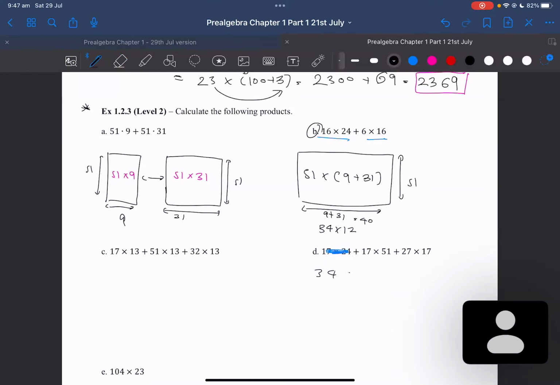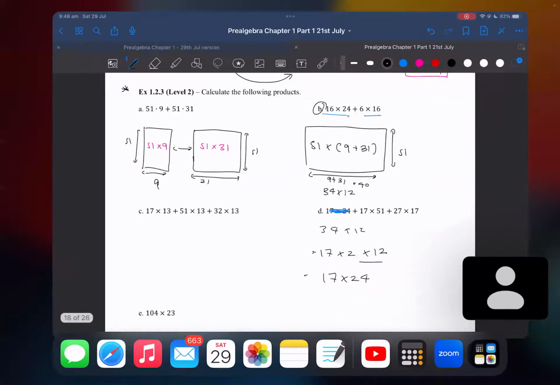34 times 12 is the same as 17 times 24, because 34 is 17 times 2. And you can just bring these together, 17 times 24. Now your number with all 17s is 24 plus 51 plus 27. So we times 12 to get 24. Right. See how you went, right?